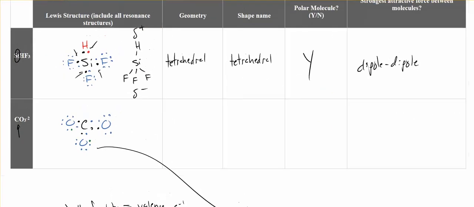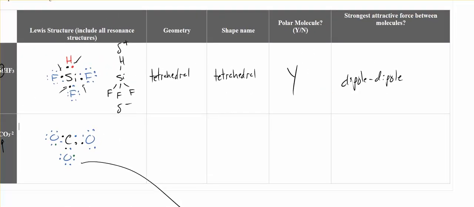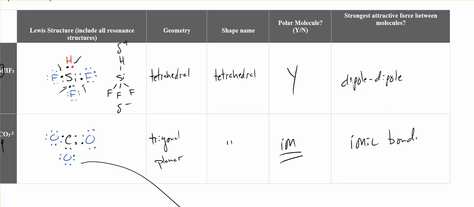Moving back to the chart, there are 3 things around the central carbon. And the best way for 3 things to get away from each other is to form a trigonal planar shape. Same thing for the shape name because they're all atoms. This molecule is not polar, it's in fact an ion. Therefore, the strongest kind of intermolecular force, it will do ionic bonding.